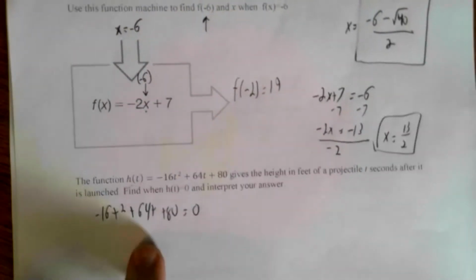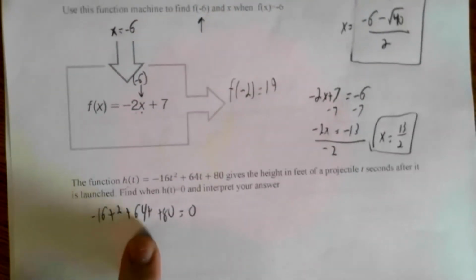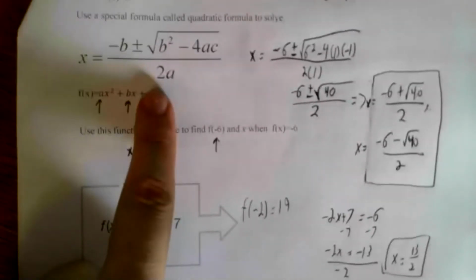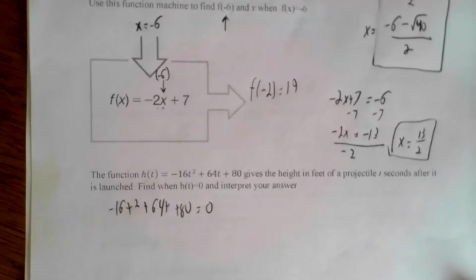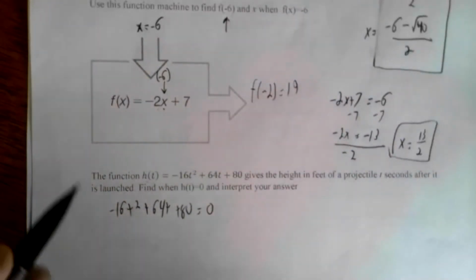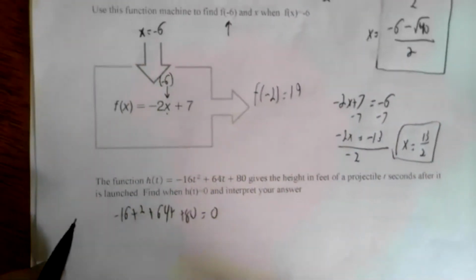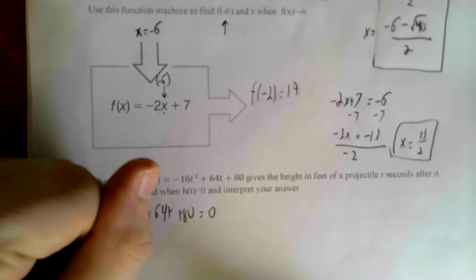So what we can do is we have a quadratic again, right? So we can use this formula up here again, and we can get when this is equal to 0. Okay? So what I'm going to do here is I'm going to find out what a, b, and c equal to.